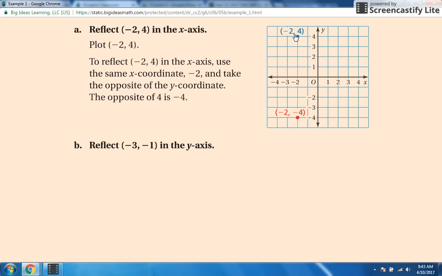So if you look it over, they picked it up, threw it over, now it is still 2 to the left, but it's 4 down because you're picking it up and throwing it over. So that's your new coordinate.